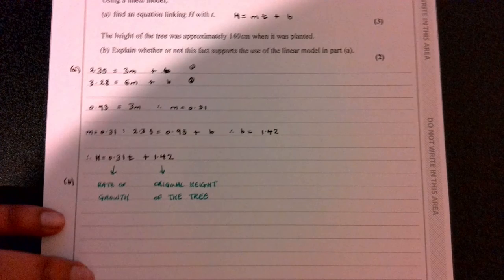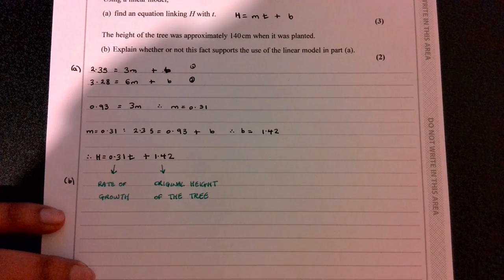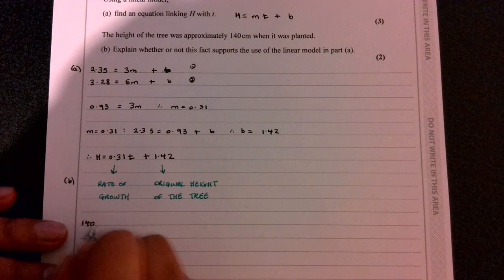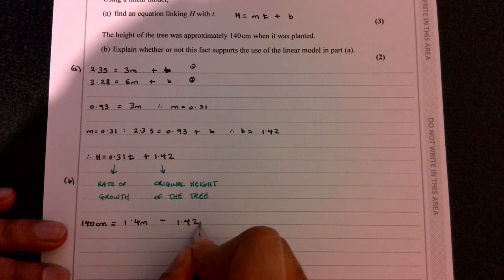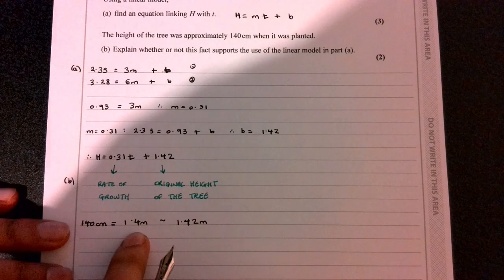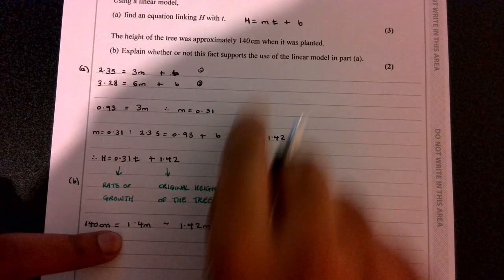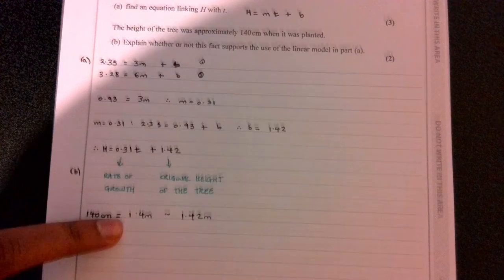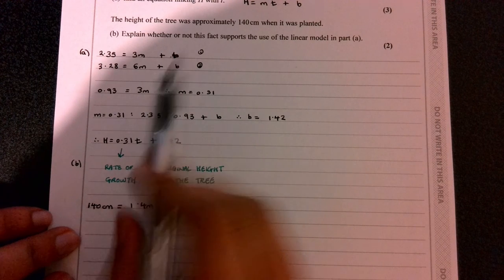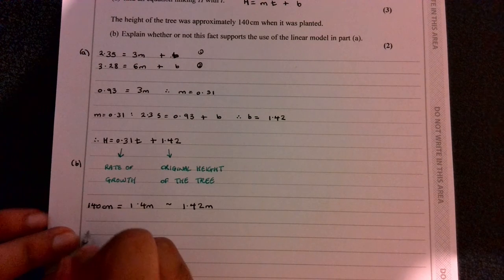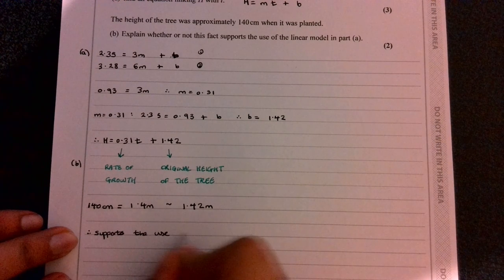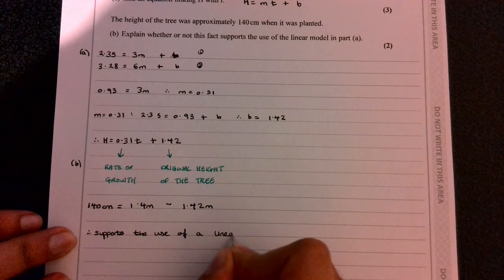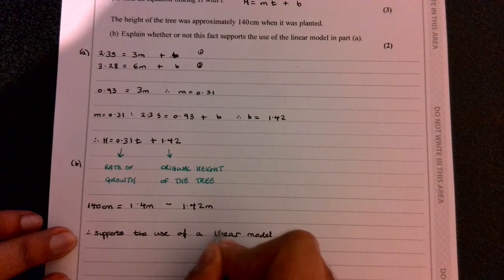So with that being said, we see that this 140 centimeters, which by the way is equal to 1.4 meters, is approximately 1.42 meters. And therefore, because this 1.4 is close to the original height, remember this 140 is the height of the tree when it was first planted, we can say that this fact supports the use of a linear model. So let's just write that down. We have supports the use of a linear model. Okay.